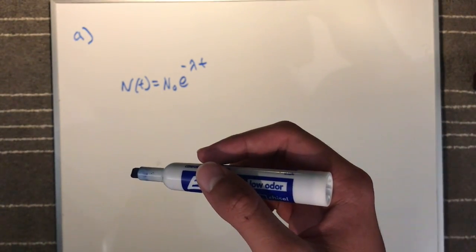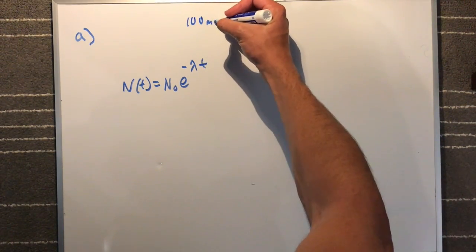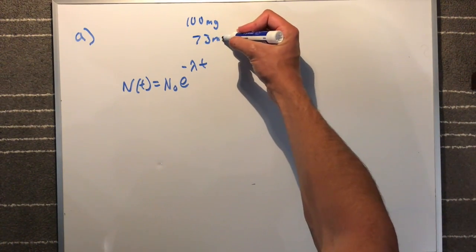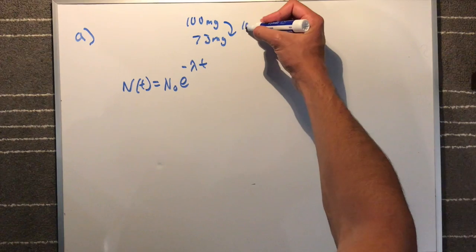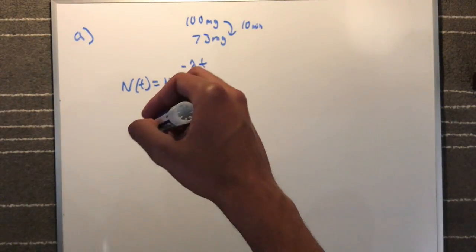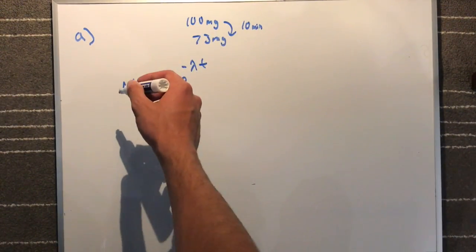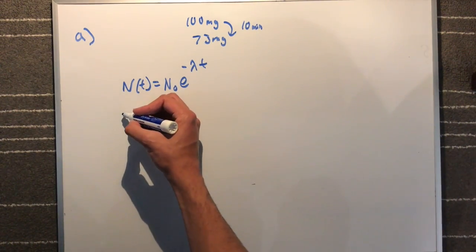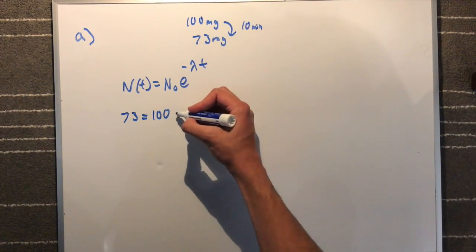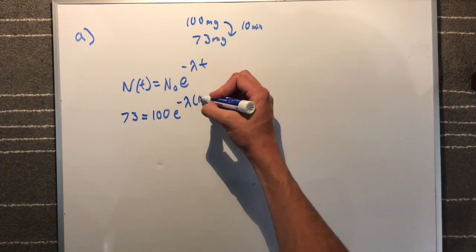First being that the sample originally was 100 milligrams. It ended off at 73 milligrams. And this took 10 minutes. Alright, so now what we're going to do is plug these values back into the equation. So the 100 milligrams is the original value, 73 milligrams is the final value, and 10 minutes is the time. So 73 milligrams equals 100 milligrams times e to the power of the negative of the disintegration constant times 10 minutes.